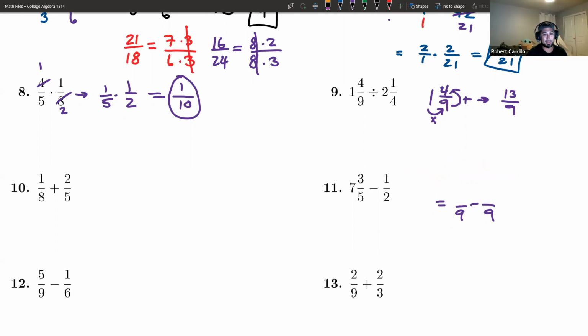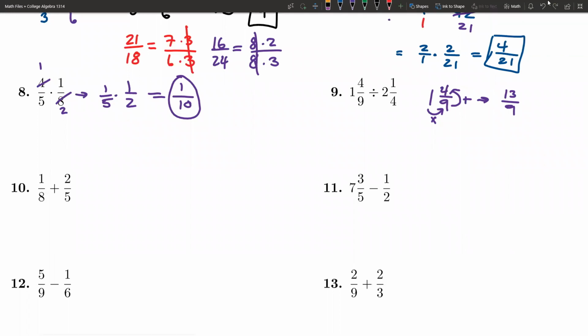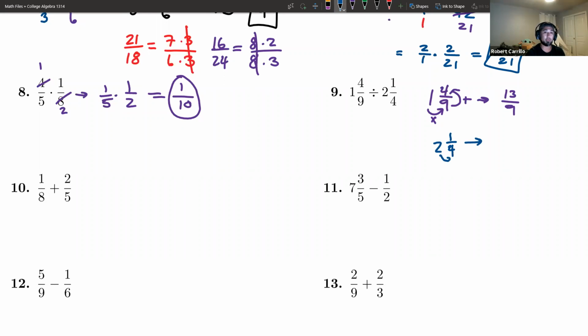Okay. So, I mean, we're not done yet. We just converted 1 4/9 to 13/9. And now we need to convert 2 1/4. So I'll write that here, 2 1/4. So we do that same process. 2 times 4 is 8. 8 plus 1 is 9. And we get 9/4, over 4.